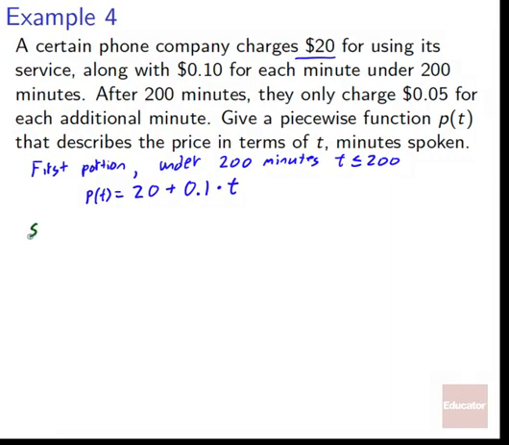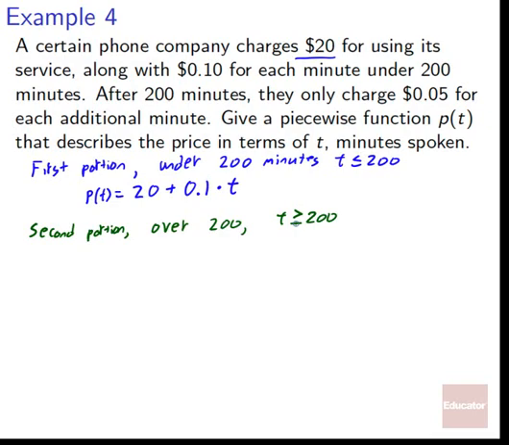What about the second portion, though? That's where things start to get a little complicated. So in the second portion, when we're over 200, which is to say t is greater than 200, and actually it could be greater than or equal because we know that they're going to have to agree. There's not going to be a sudden jump there. We'll talk about that more later. It's a way of checking this function, actually.